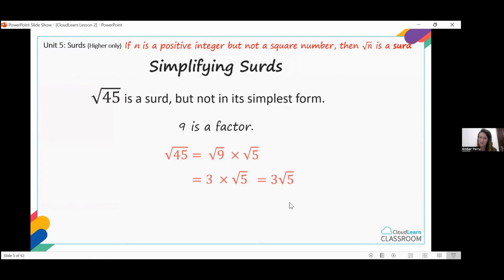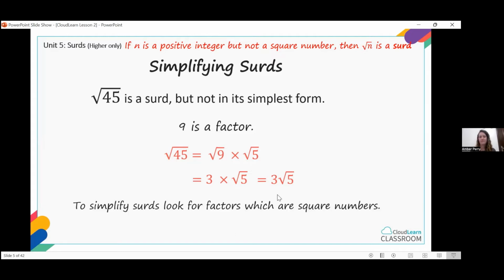If you were to do this on your calculator, if you have one in front of you, and you type in the square root of 45, hopefully you know where the square root button is. It's on my calculator in the second row down, under the calc sign. If you type in the square root of 45, it will simplify that to 3 root 5 for you. So this is a non-calculator paper topic.